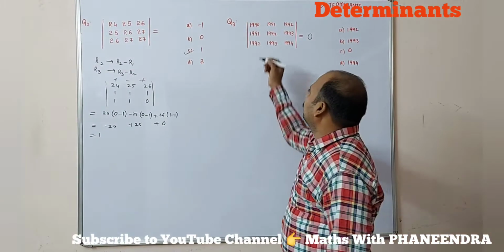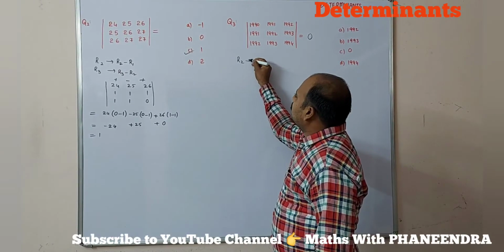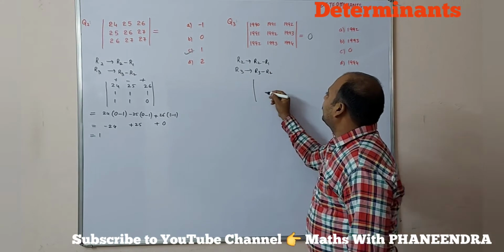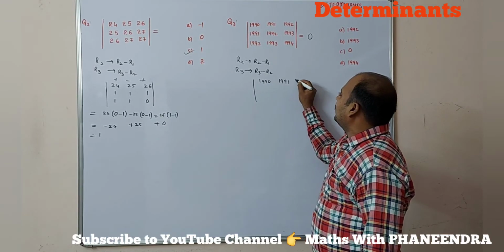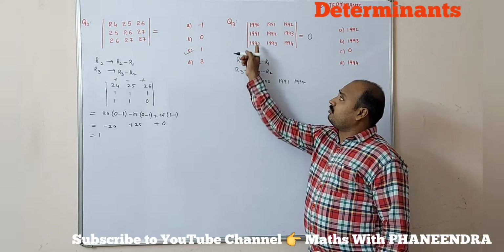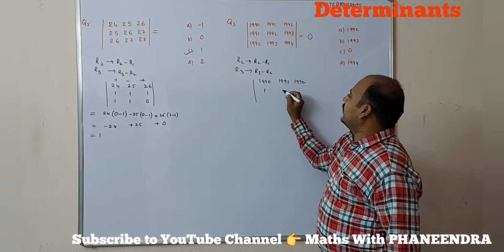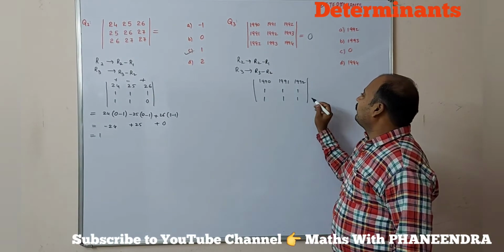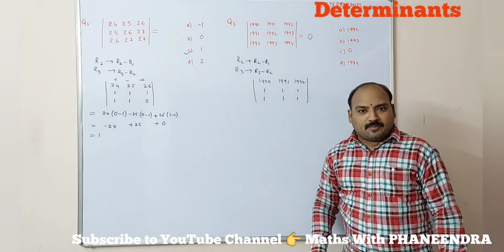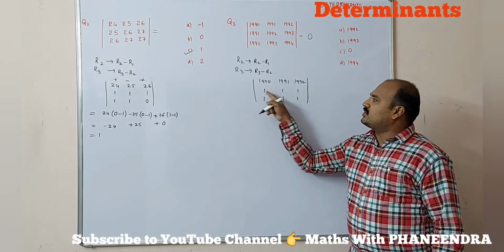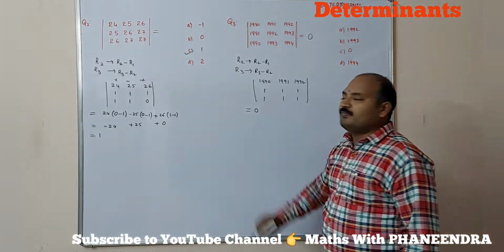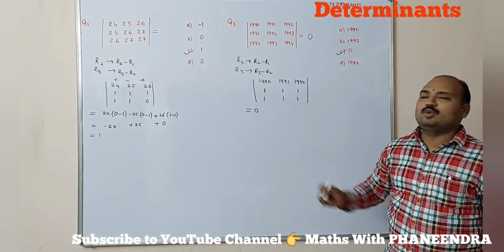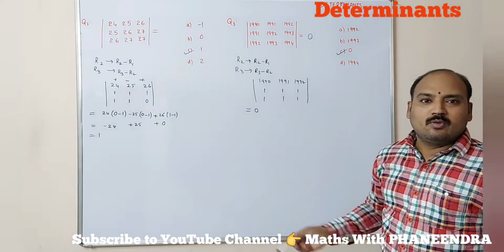But just to show how, the same operations apply here: R2 goes to R2 minus R1, R3 goes to R3 minus R2. The first row does not change: 1990, 1991, 1992. The other rows become 1, 1, 1. While calculating the determinant of a 3 by 3 or any determinant, if two rows are identical, the determinant value is 0. So the answer is 0. So there are two ways: we can find it directly as 0, and this is the way to get the determinant value as 0. We will move on to the next questions.